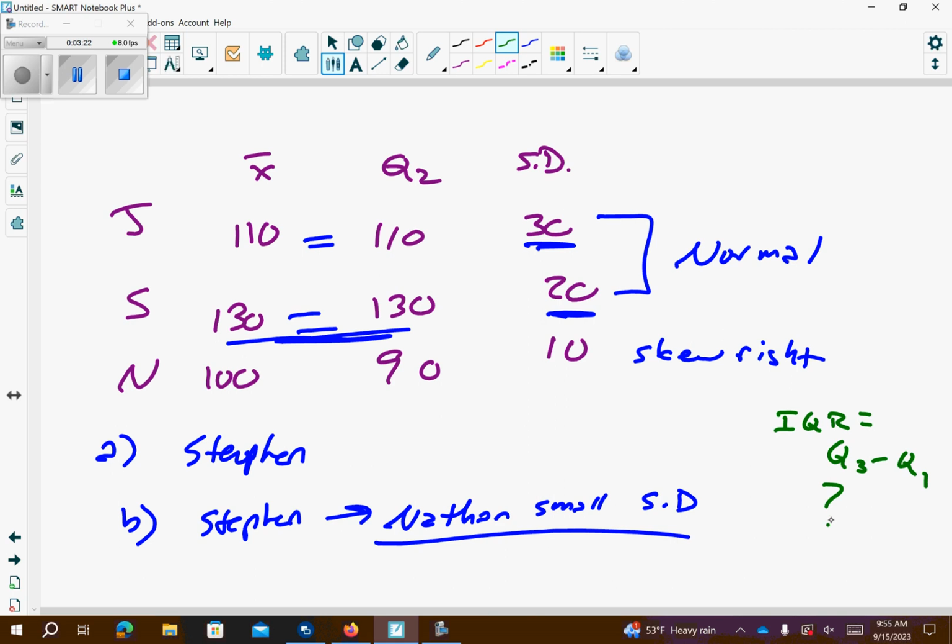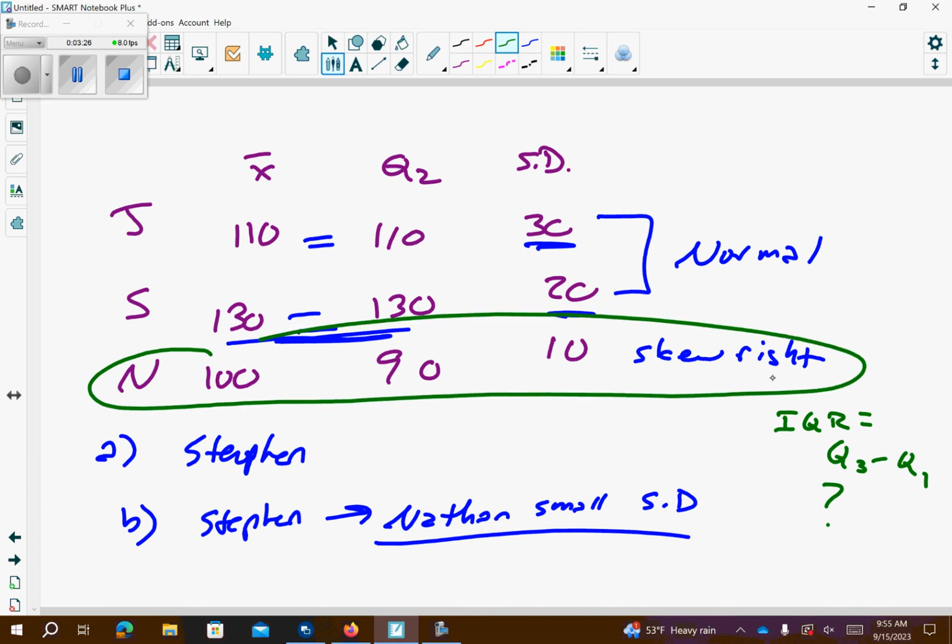Which bowler is skewed positively? So this is skew positive, we could say. Skew right means the same thing. And what can you assume about Stevens' score distribution, mean and median? So Stevens' mean and median are the same. Okay, so it means it's not skewed right or left, it's a normal distribution.